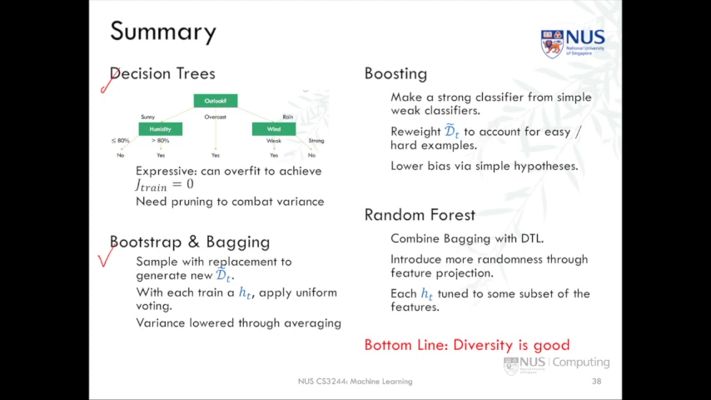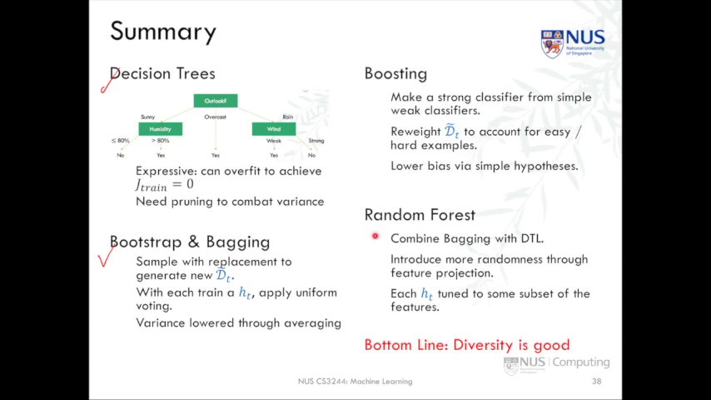So to improve upon this, we looked at boosting. The idea was to make a strong classifier better from using simple weak classifiers. The idea is that we reweight each of the datasets at each time interval by accounting for which examples we got right and which ones we got wrong. This lowers the bias because we can use simpler hypotheses to create the learning algorithm. And we can prove outside of the lecture that this gets an optimum classifier if we continue to use boosting in the limit.